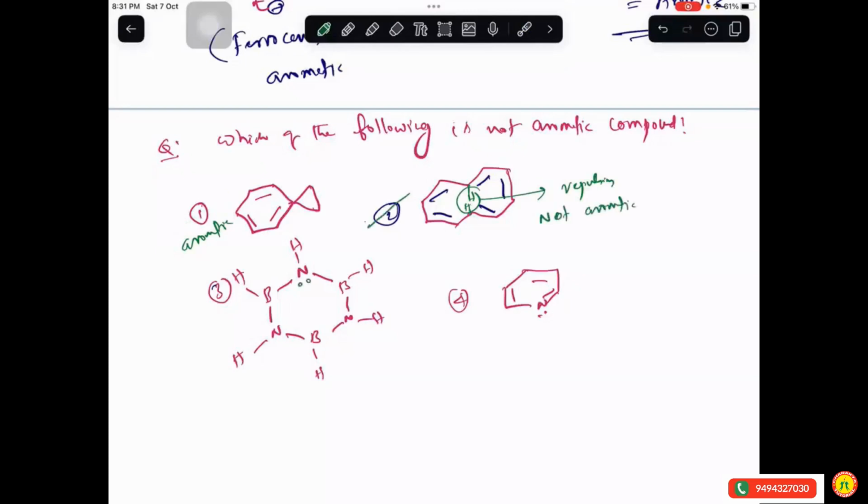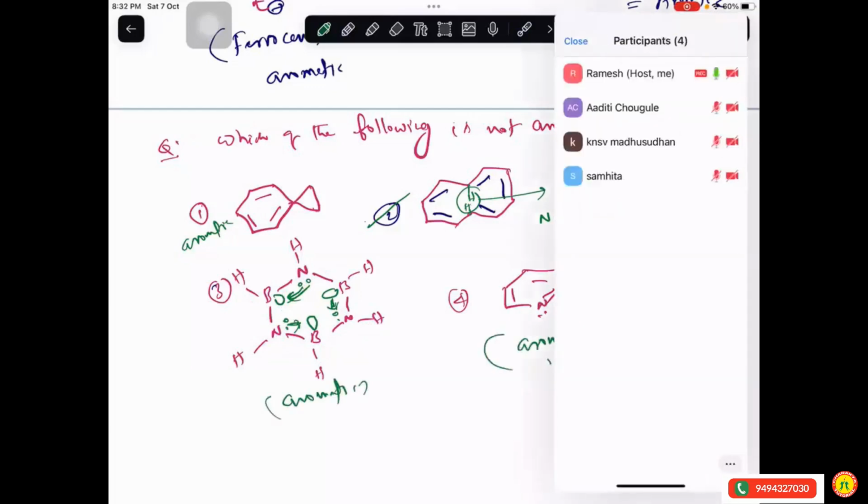But whether this is aromatic or not, we have to check. This is very, very important. Here every boron has a vacant orbital and the nitrogen has a lone pair. See, this lone pair is participating in the bond like this. So there is a pi bond. It is like one benzene only. Both are forming the bond, right? It is benzene only. So that's why it is called aromatic. But instead of carbon, nitrogen and boron are there. Therefore, it is aromatic. Understand, Aditi?